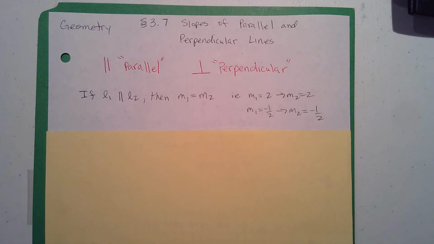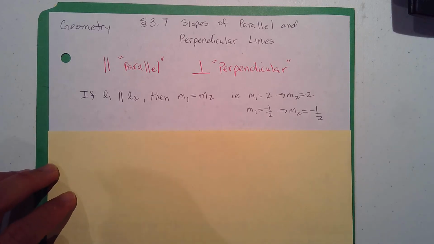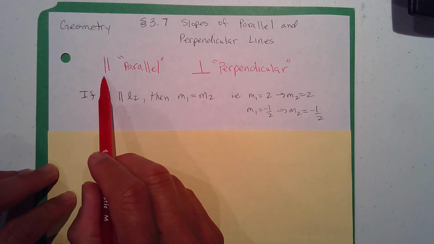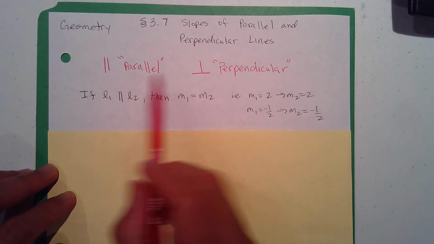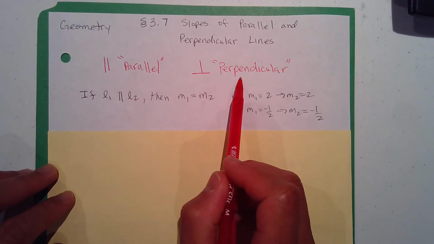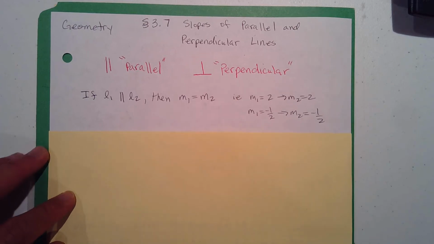Hello students, we're going to learn 3.7, slopes of parallel and perpendicular lines. Recall that this symbol means parallel and this symbol means perpendicular, as discussed earlier in this class.